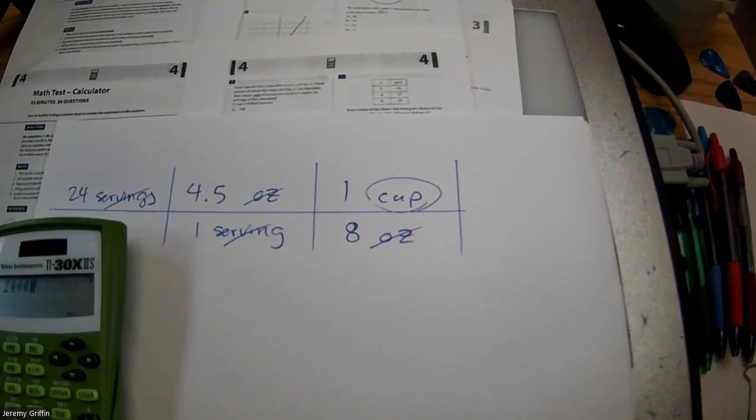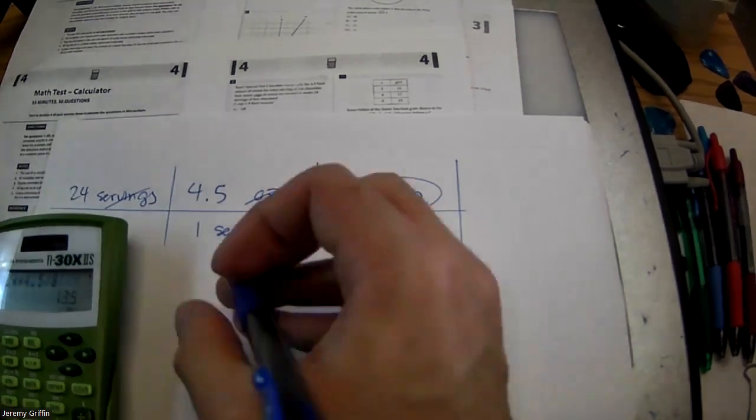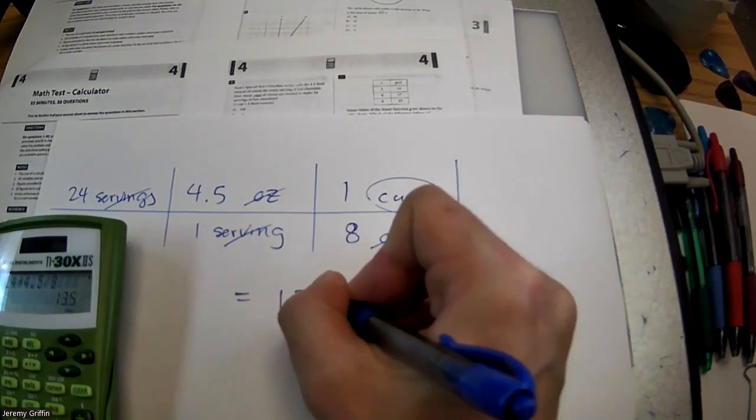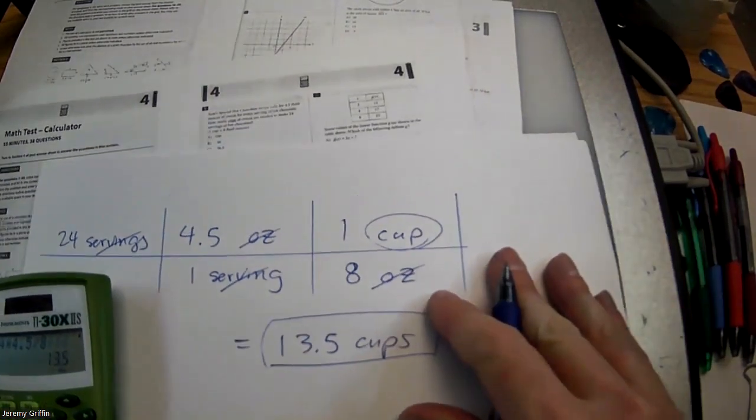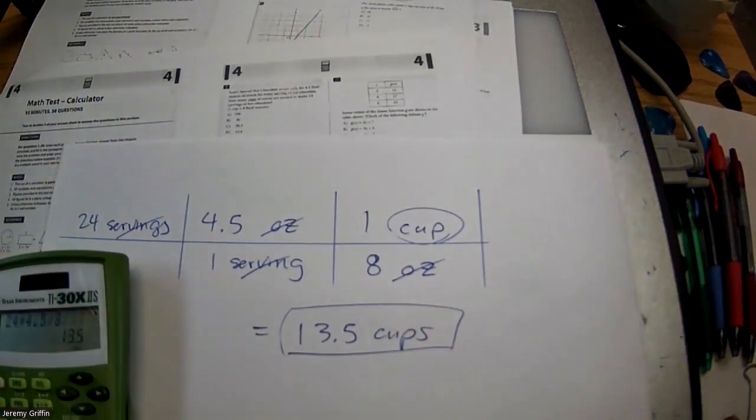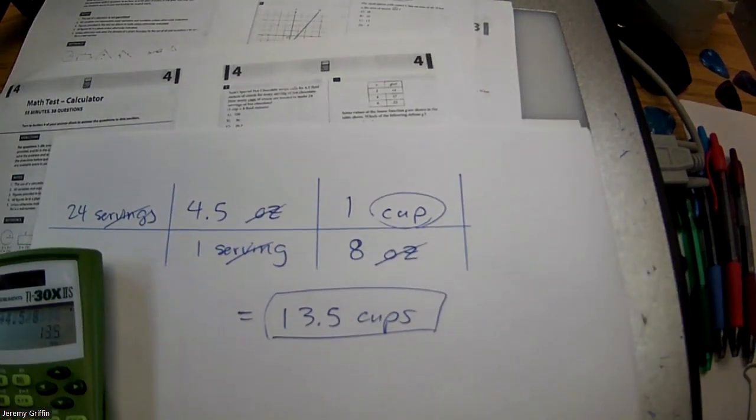What's 24 times 4.5 divided by 8? 13.5. And the unit is cups. Option D. Yeah, number 1 is D.